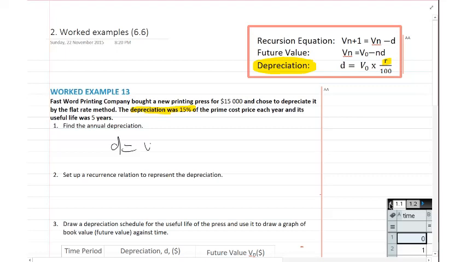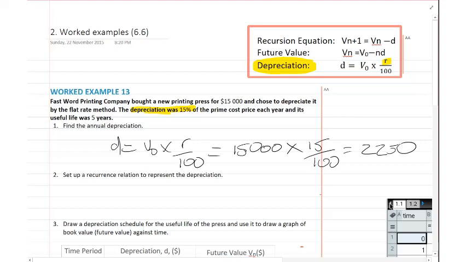So what you're doing is calculating D. D equals V0 times R over 100. So I've got V0 being 15,000 times R, which in this case was 15%, so 15 over 100, and that will give you a value of 2250. So the annual depreciation equals $2,250.